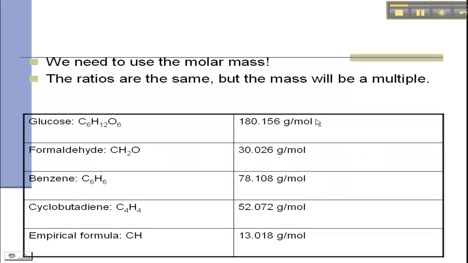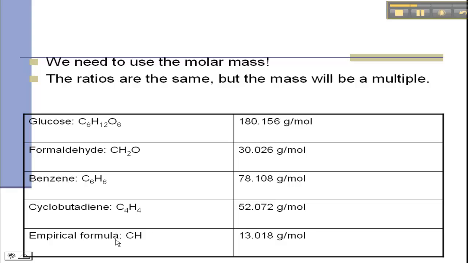Well, we have to use the molar mass. The ratios are going to be the same, but the mass is going to be a multiple. Remember that the empirical formula for formaldehyde is the same as its molecular formula, CH2O, that has a mass of 30 grams per mole. Glucose has a mass of about 180. That's 6 times larger. So notice that we multiplied our formula by 6.